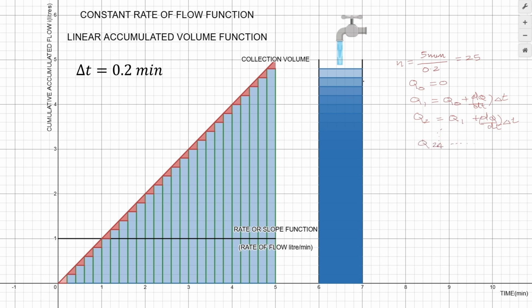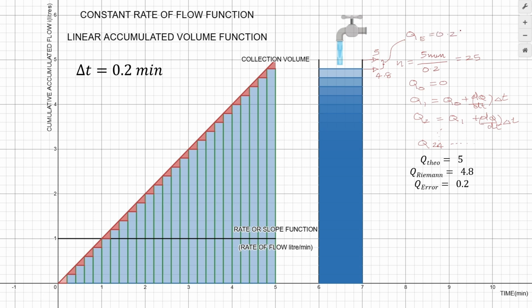And this value, Q24, is the last value we have calculated. In our theoretical value it is 5, and the Riemann value is 4.8. Accordingly, we have an error. The difference between these two is the error, which is given by 0.2.